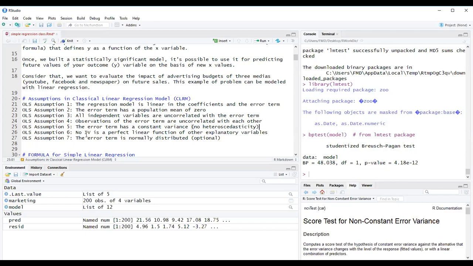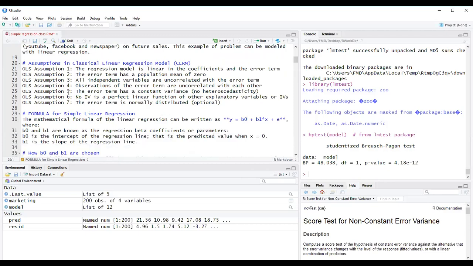Number 6, no independent variable is a perfect linear function of the other explanatory variables, or IVs, which means that the independent variables should not be related to each other. And number 7, the error term is normally distributed, but this is an optional requirement. So some notes here.